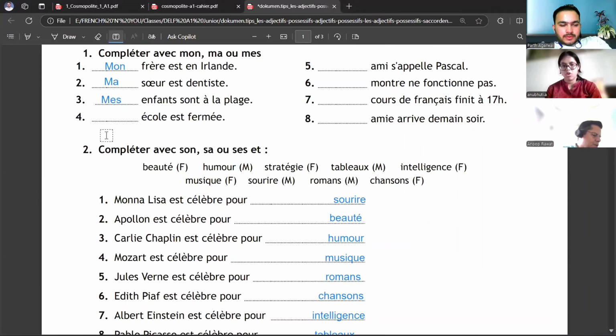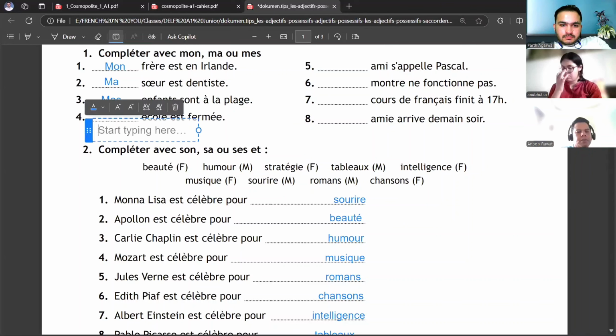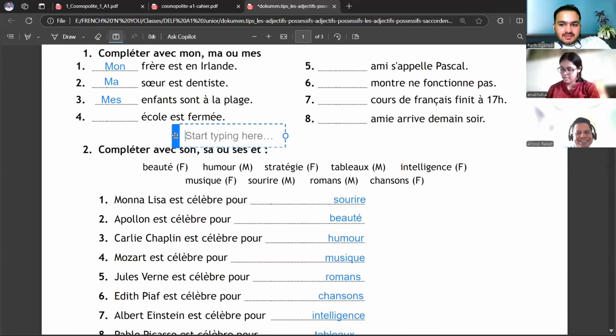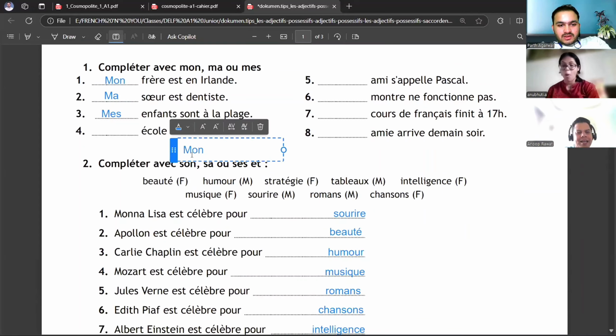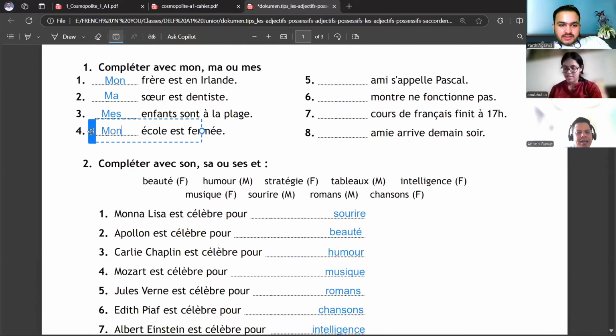Dash école est fermée. Dash school is closed. Ma. Are you sure? Yes. Ma is feminine, no? Mon. Mon école. My school is closed. Even if it's feminine, it's singular. Feminine singular, but it starts with a vowel. So it will be mon. What about the fifth one?